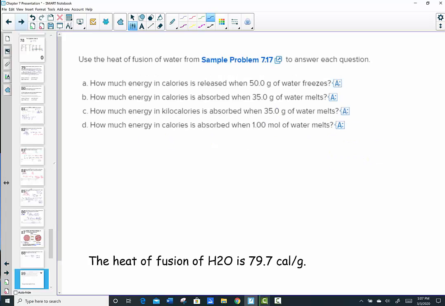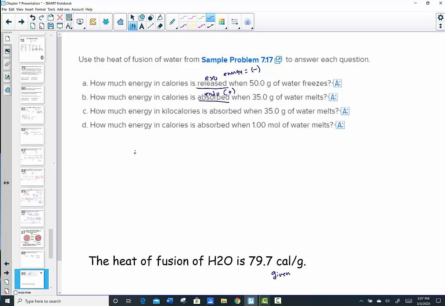And in these heat of fusion problems, 79.7 calories per gram, you do not need to memorize. It's going to be one of those given numbers. But what we can use it for is to recognize if heat is being absorbed or released during phase change. I want you to recognize the word released, meaning exo, so your energy should be negative. And if you read absorbed, recognize that as endo, so your energy should be positive when you calculate it.